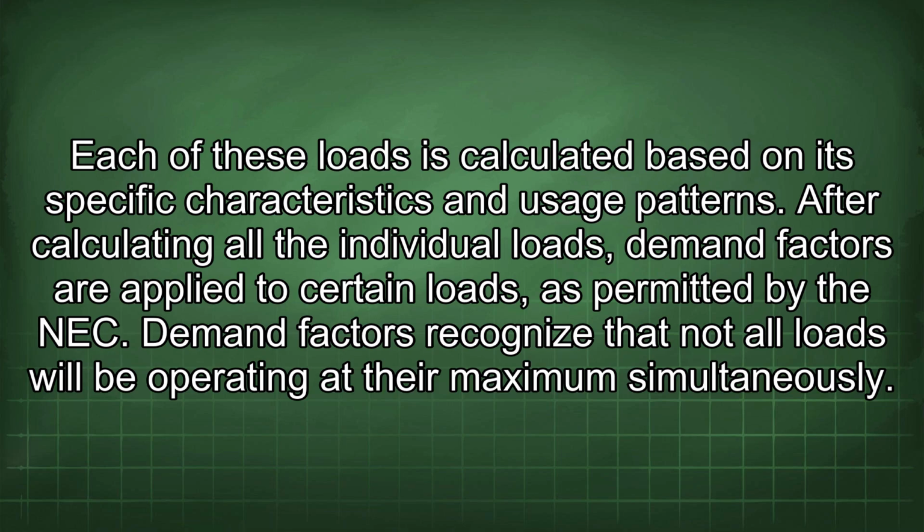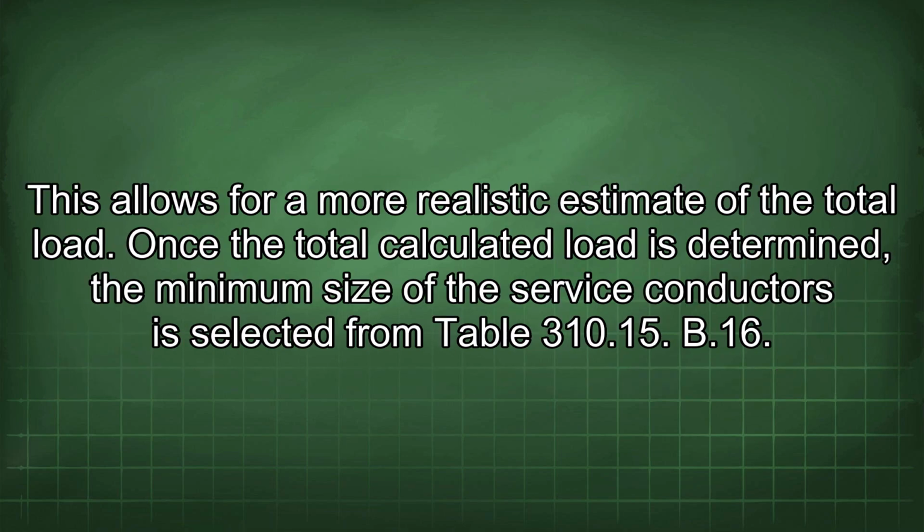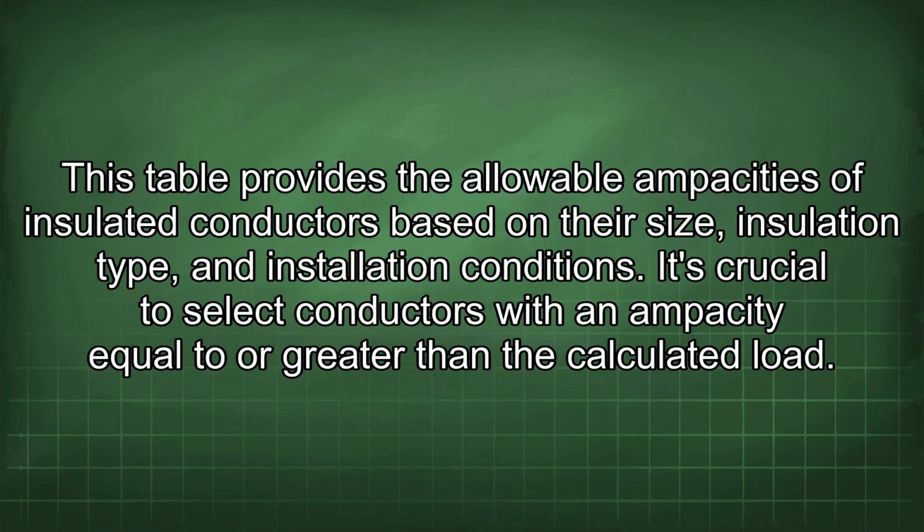After calculating all the individual loads, demand factors are applied to certain loads, as permitted by the NEC. Demand factors recognize that not all loads will be operating at their maximum simultaneously. This allows for a more realistic estimate of the total load. Once the total calculated load is determined, the minimum size of the service conductors is selected from Table 310.15.B16. This table provides the allowable ampacities of insulated conductors based on their size, insulation type, and installation conditions.